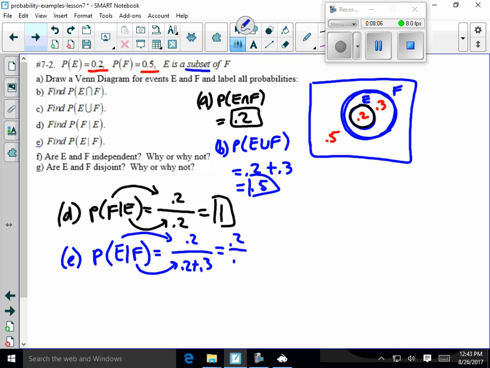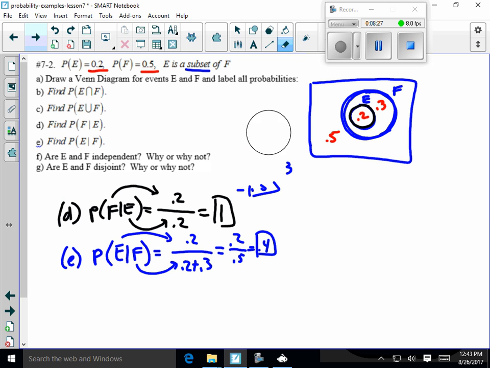So 0.2 out of 0.5, and therefore that's 40%, which is saying if you're in the F circle, there's a 40% chance of being in the E circle. If F has occurred, there's a 40% chance that you're more specifically inside the E circle. Okay, and then the next questions are asking about dependence and independence. So let's take a look at those separately.